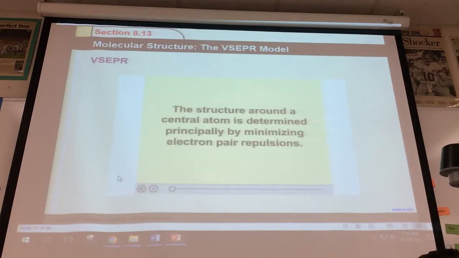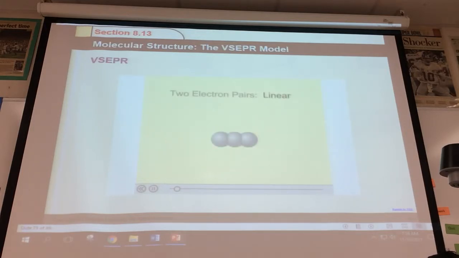The structure around a central ion is determined principally by minimizing electron pair repulsions. Two bonding electron pairs around the central atom result in a linear structure. Carbon dioxide has a linear structure. The bond angle for a linear arrangement is 180 degrees. Three bonding electron pairs around the central atom result in a trigonal planar structure. Boron trifluoride has a trigonal planar structure. The bond angles in a trigonal planar arrangement are 120 degrees.